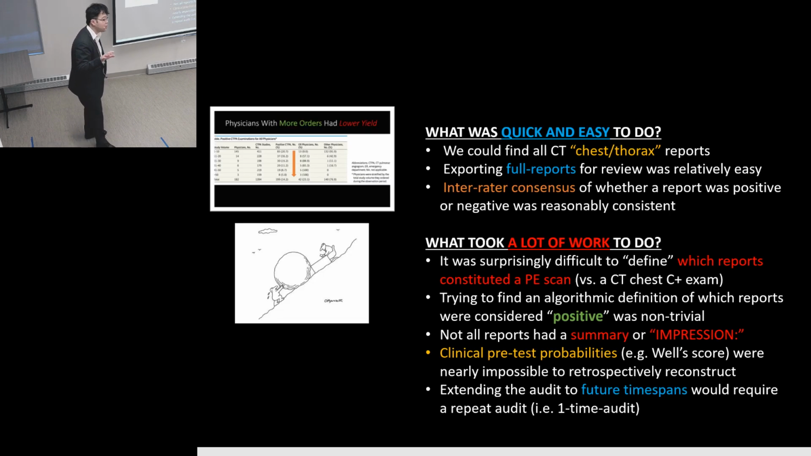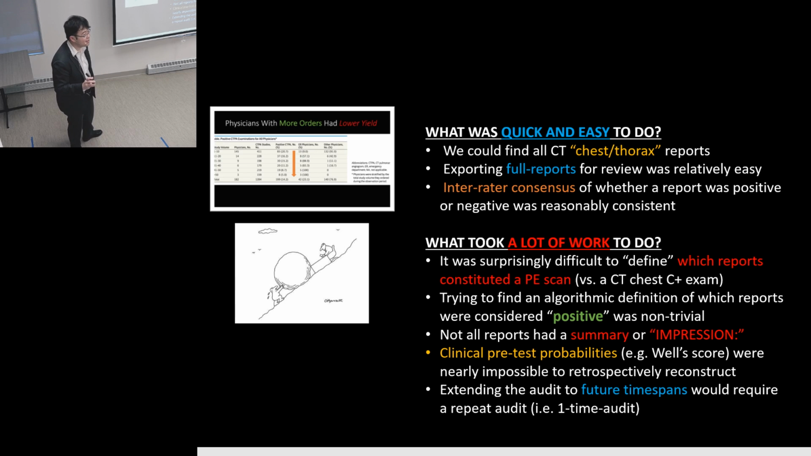So tying it back very concretely and specifically to the PE project, we found very easily that we could find a CT chest or thorax report anatomically. That was a quick query in PACS, pretty straightforward. Exporting the full reports, we have direct RIS access to our reports, so that was pretty easy as well. We were worried about inter-rater consensus, so we ran some almost like internal kappas to see if people would even agree or disagree that a report was positive or negative. Those went pretty well as well.